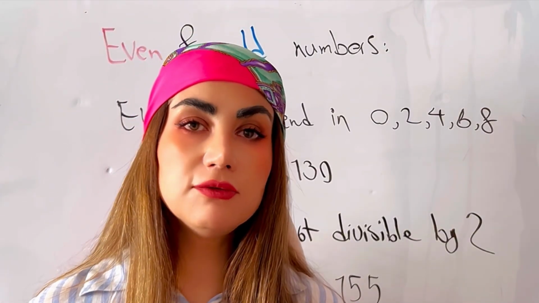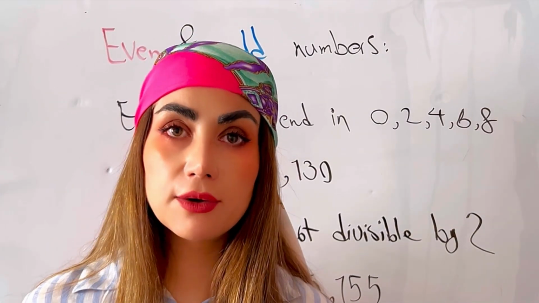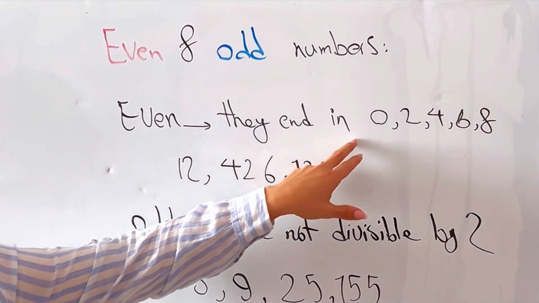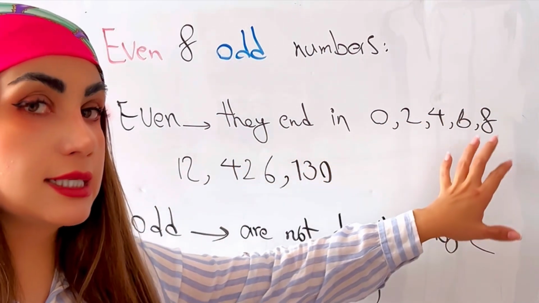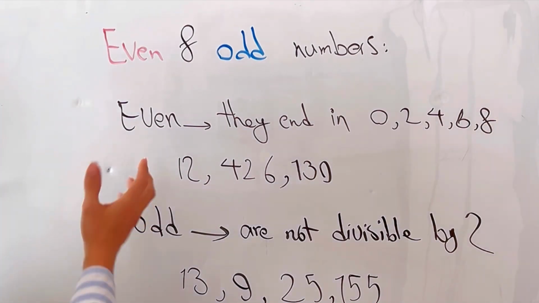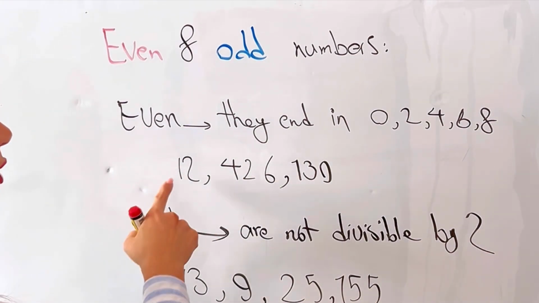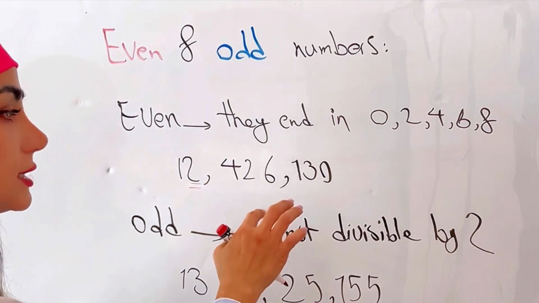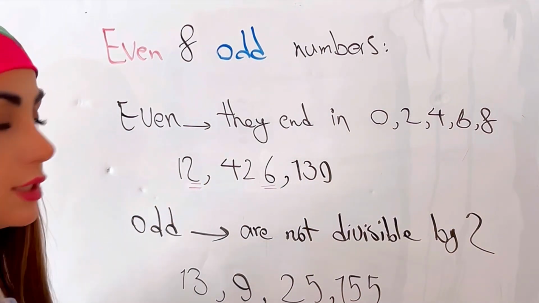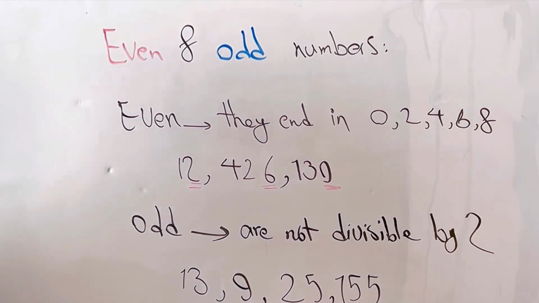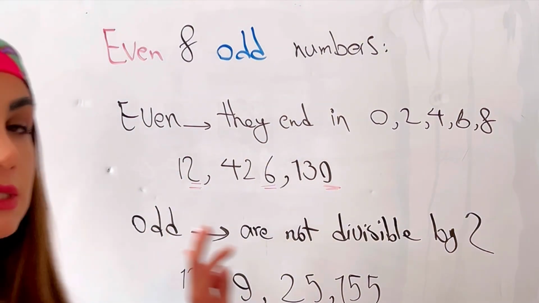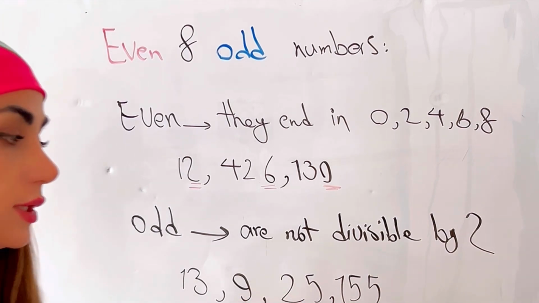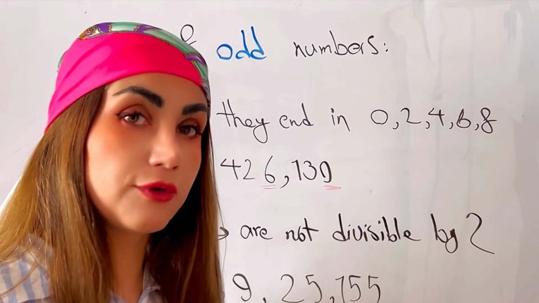Even numbers can be divided by 2 with no remainder. As an example, even numbers end in 0, 2, 4, 6, and 8. These are even numbers: 12, look at the end, 426, and 130. And odd numbers are not divisible by 2, like 13, 9, 25, or 155.